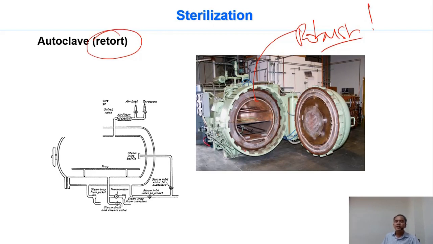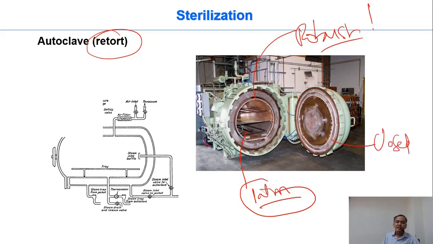To do sterilization, you maintain the temperature higher than 100 degrees C, which means the pressure inside should be much higher than the atmospheric pressure. You work at high pressure, so the instrument should be very strong, and when you close it, it should be closed tightly as well.